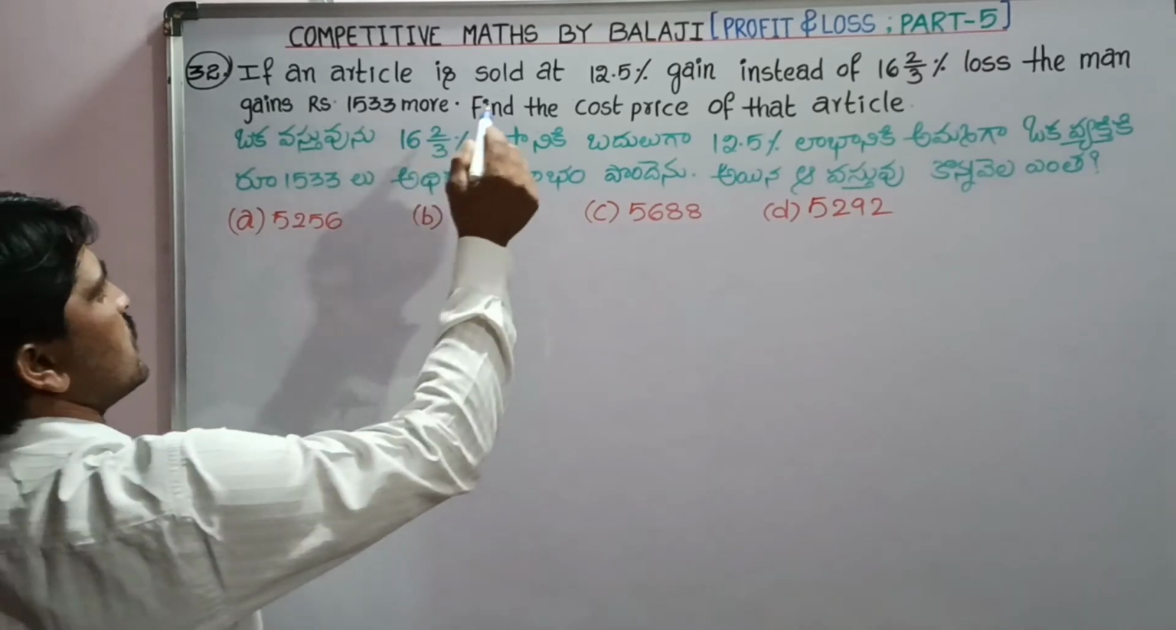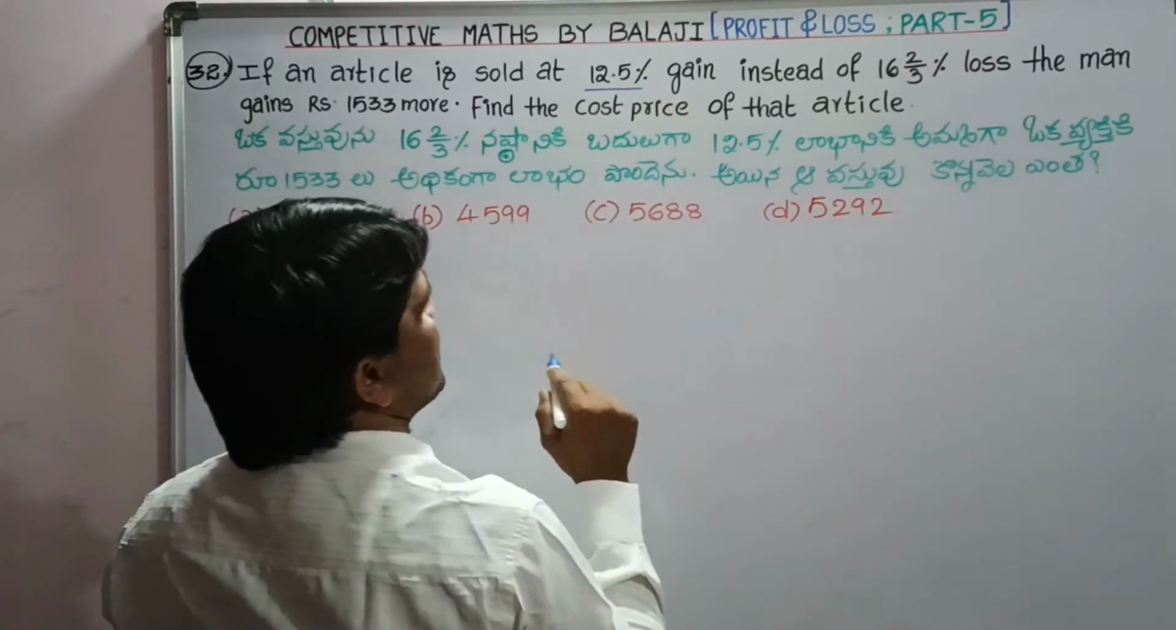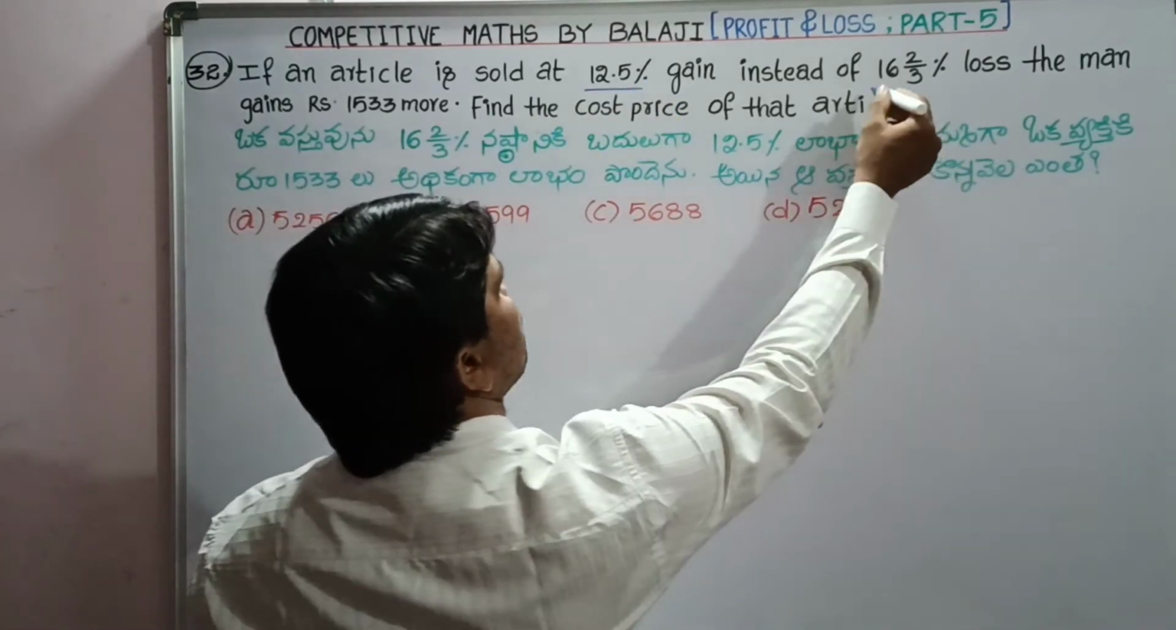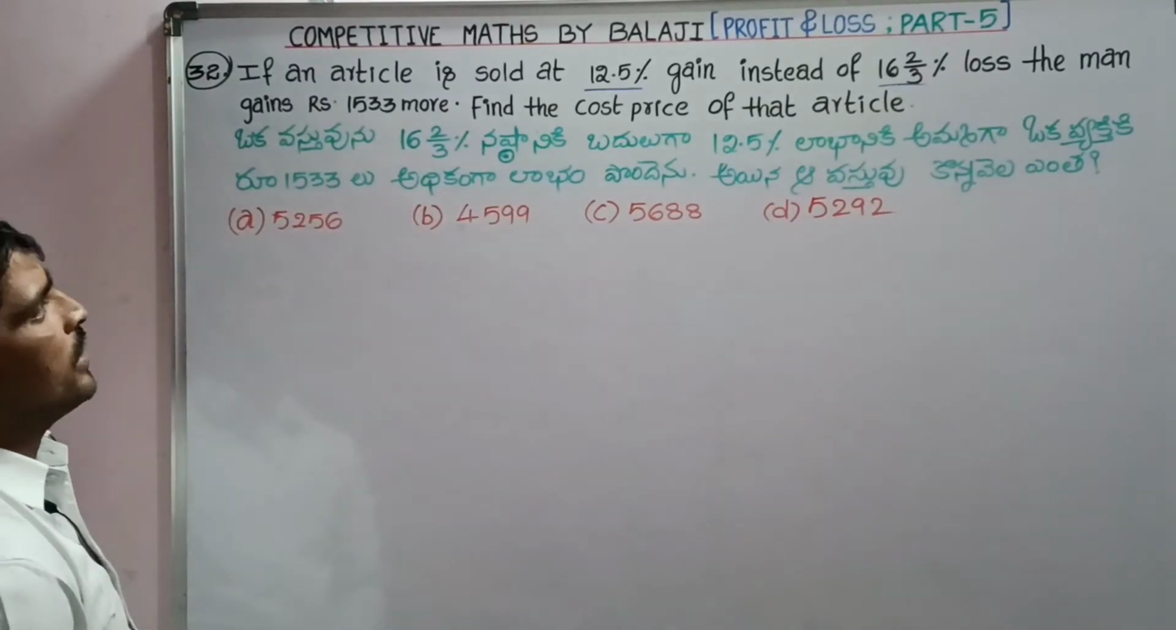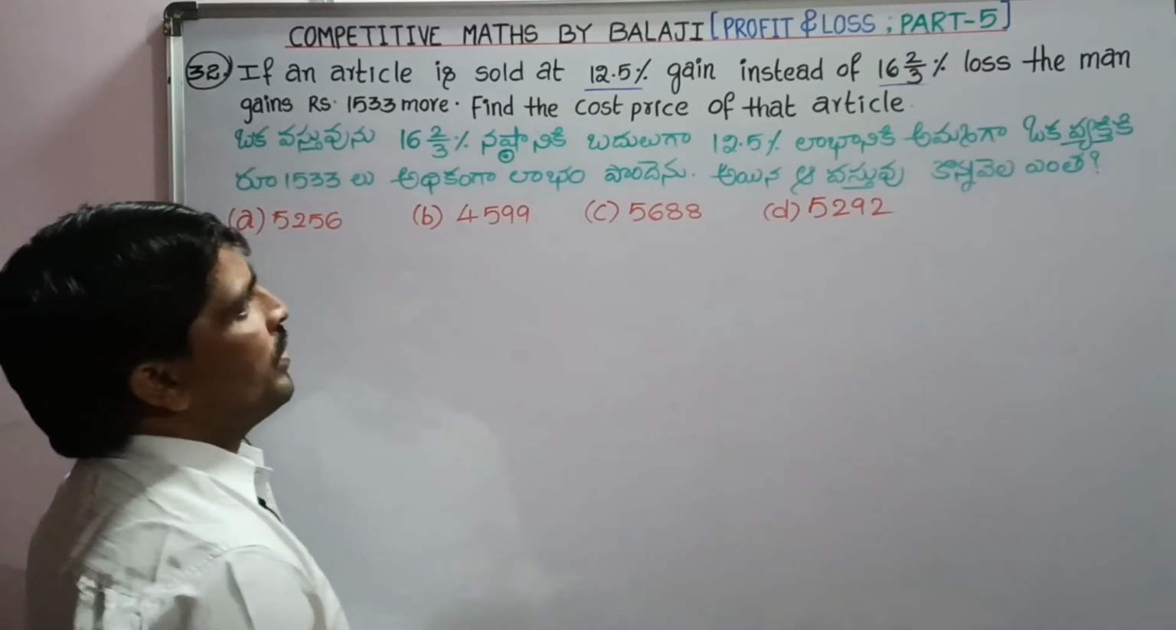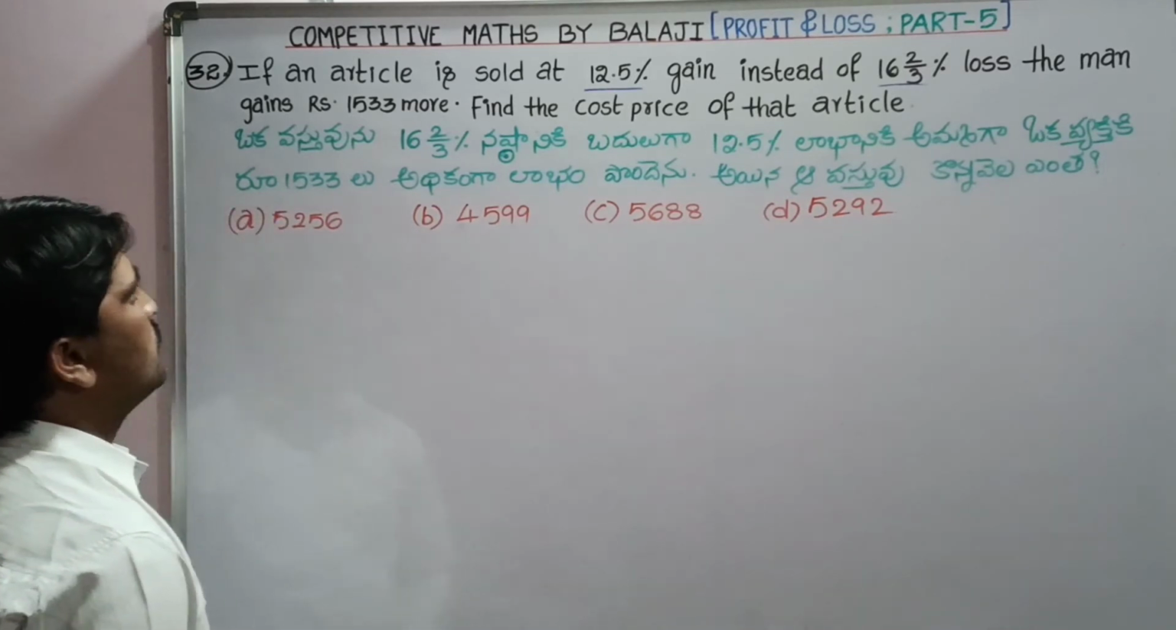If an article is sold at 12.5% gain instead of 16 whole 2 by 3% loss, the man gains rupees 1533 more. Find the cost price of the article.